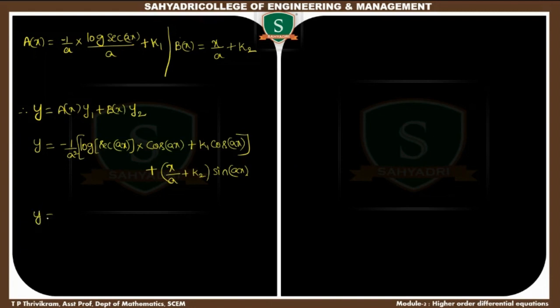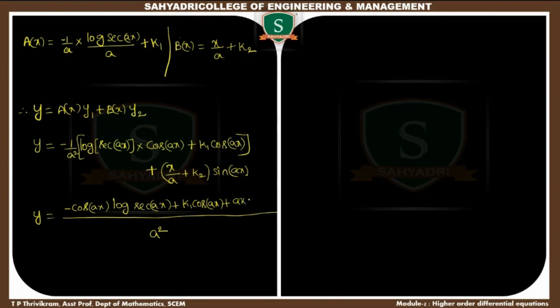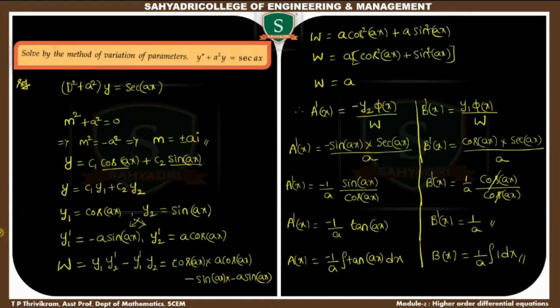So y is equal to, if you take LCM as a square, minus cos ax log secant ax plus k1 cos ax plus ax plus k2 into sin ax. In this way you can write the solution. If you want, you can multiply it out and write it. Let's go through it once. If you get any doubts, let me know.